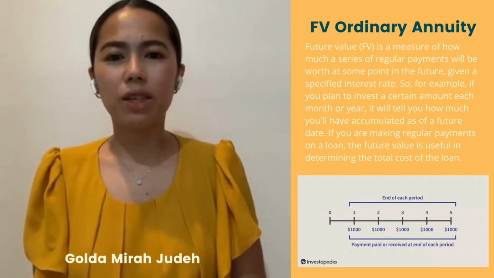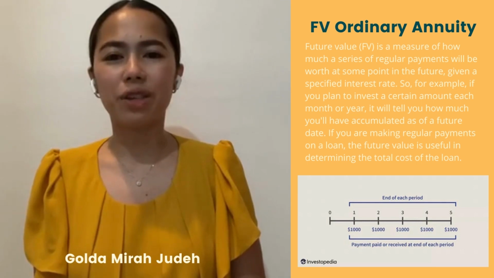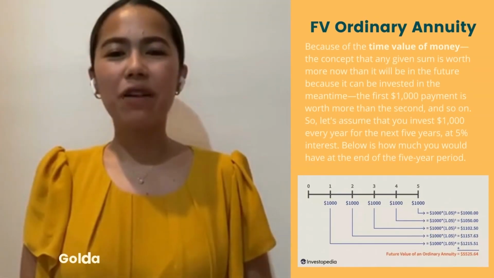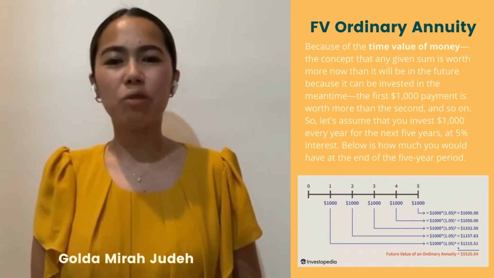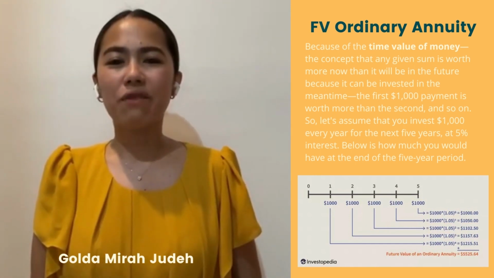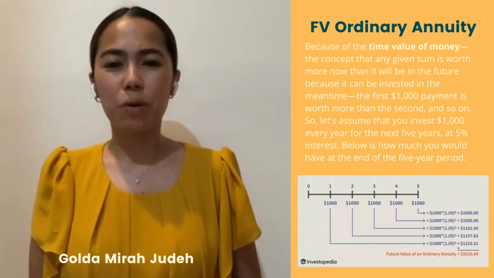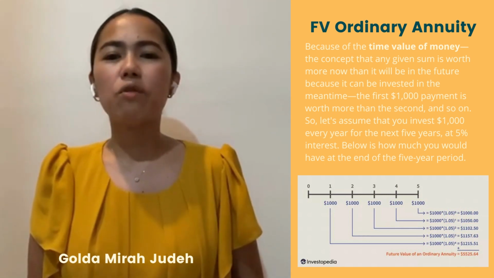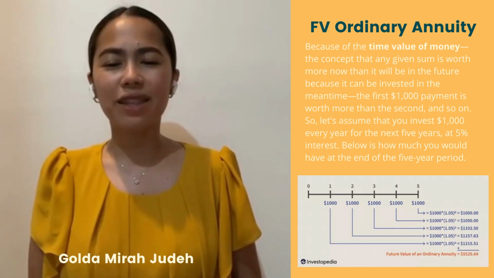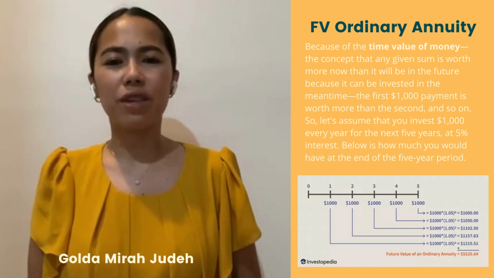This example is an ordinary annuity because the payments are made at the end of each period. Because of the time value of money, the concept that any given sum is worth more now than it will be in the future because it can be invested in the meantime, the first $1,000 payment is worth more than the second, and so on. So, let's assume that you invest $1,000 every year for the next 5 years at 5% interest. Below is how much you would have at the end of the 5 years.